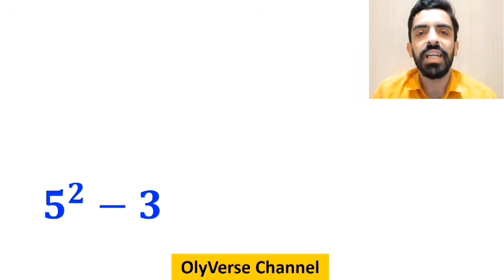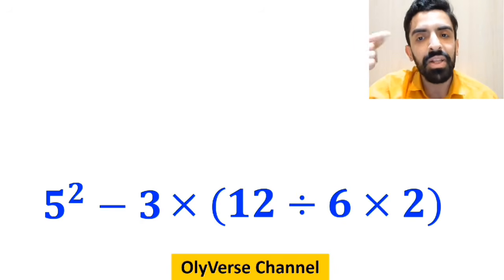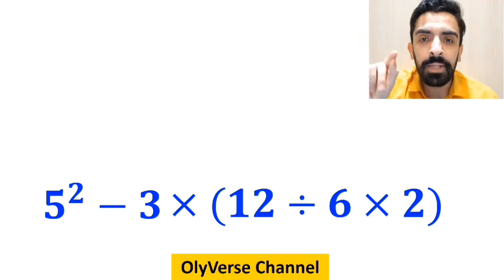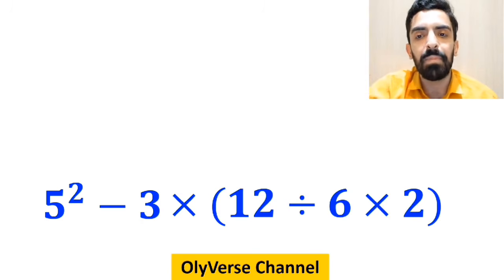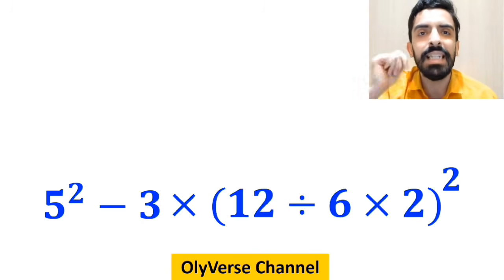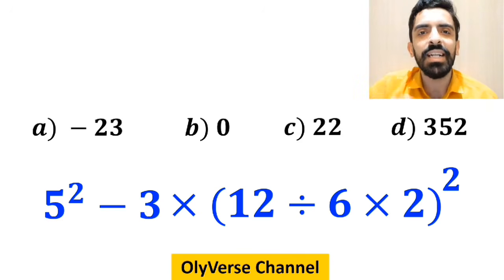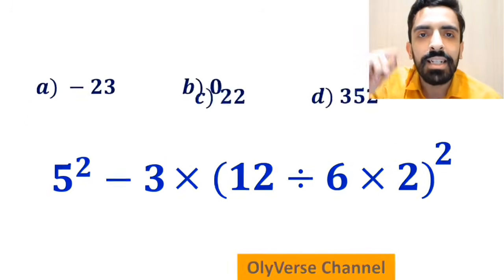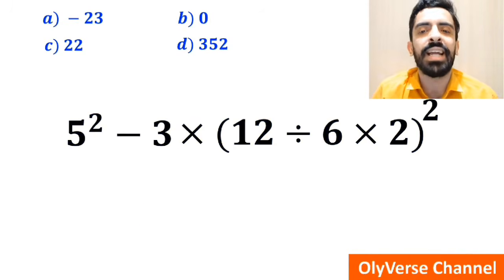What is the value of the expression 5 squared minus 3 multiplied by open parentheses 12 divided by 6 times 2 close parentheses and all squared? Which option do you think is the correct answer to this question? Let's take a closer look and solve it together.